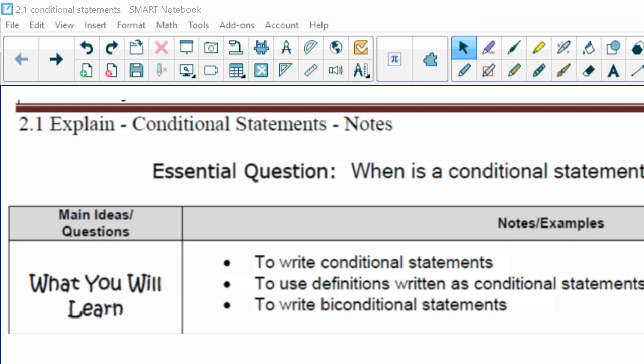Okay, so we're starting chapter 2 today. We're doing conditional statements. So let's start with what is a conditional statement? Well, let's talk about when is a conditional statement true or false. So we're going to write conditional statements. We're going to use definitions and write biconditional statements.